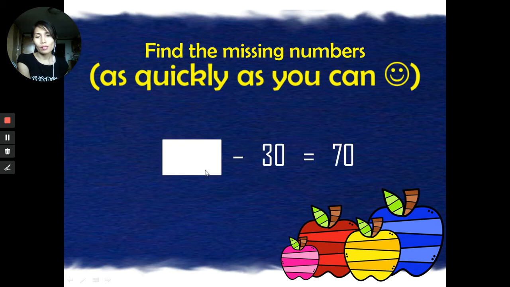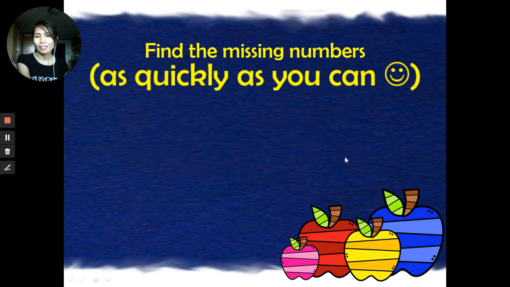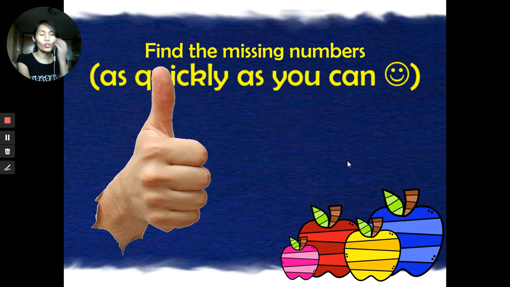Okay, how about this? We're looking for the minuend. As I've said, minuend is the greatest number. So we add 70 plus 30 equals 100. So let's see. 100 minus 30 equals 70. Correct. Okay, good job.